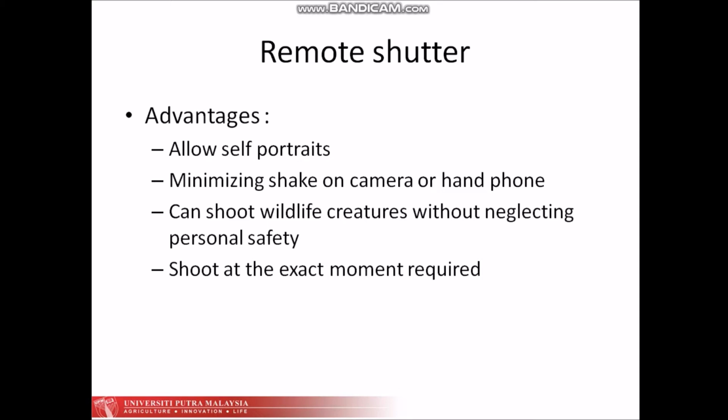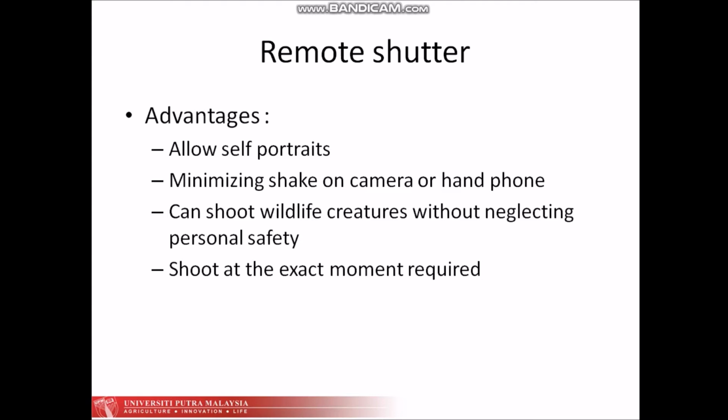Then we can shoot wildlife creatures without neglecting our personal safety. As we can see from Animal Planet, some photographers leave their camera at certain areas so that they can capture something like giraffes or zebras. Sometimes the wildlife is not okay with the human presence. That's why we put the camera there and stay far away from it and just trigger the shutter, so that we can still get the picture without neglecting our personal safety.